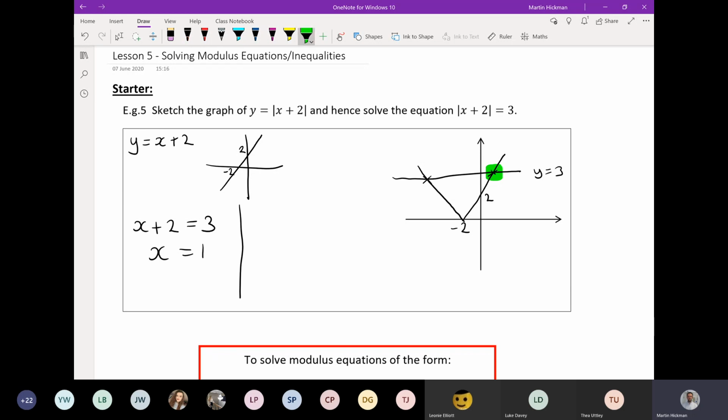This other solution, though, is the one that I'm highlighting in yellow. This is the one that has been reflected. So the one in green hasn't been reflected. The one in yellow has been.